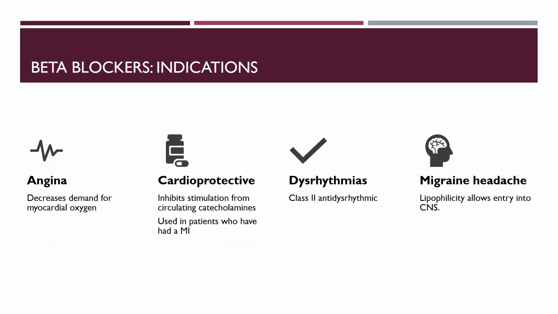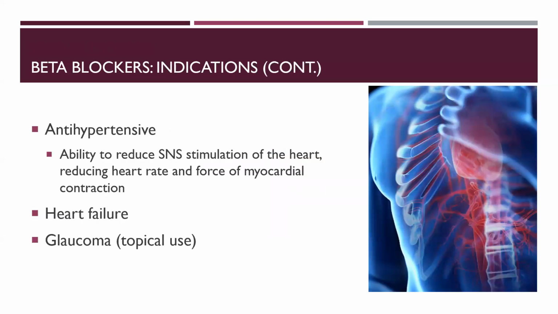So these are some of our indications. It can be things like angina, so that's that chest pain, since it decreases the demand for myocardial oxygen. Cardioprotective, it inhibits stimulation from circulating catecholamines, used in patients who have had an MI. Dysrhythmias, as a class 2 antidysrhythmic, and migraine headaches. Antihypertensive, so the ability to reduce the SNS stimulation of the heart, reducing heart rate and force of myocardial contractility is how we achieve the antihypertensive effect. Also heart failure and glaucoma.